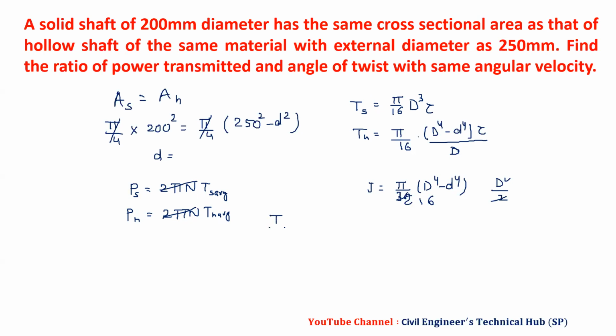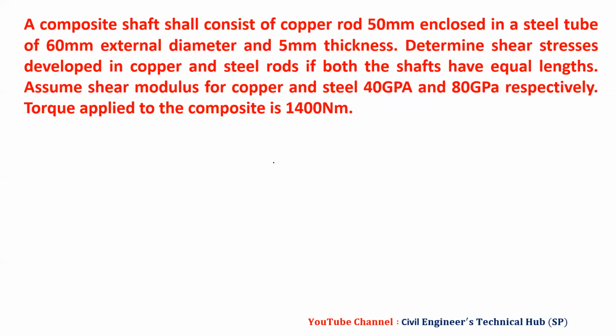So we have T by J is equal to G theta by L. From this we get theta is equal to TL upon GJ. We have to find it for solid and for hollow. L is the same, G is the same, so that will be cancelled. Then you have T solid upon J and T hollow upon J. Likewise, we have to find it. So this is the second problem. Now go to the third problem.